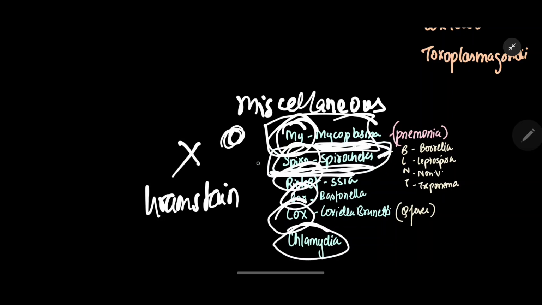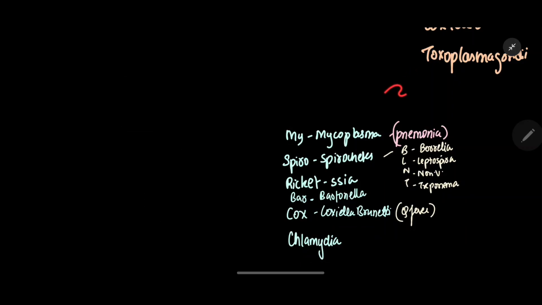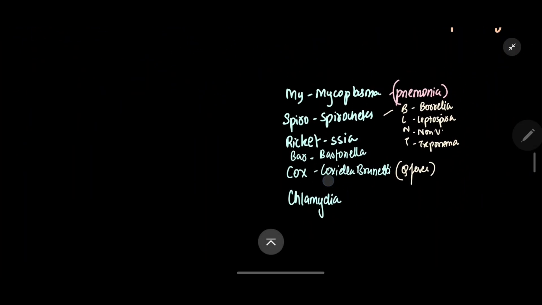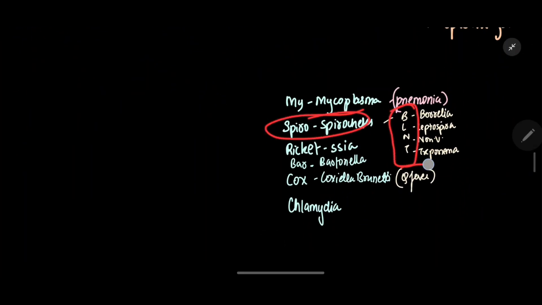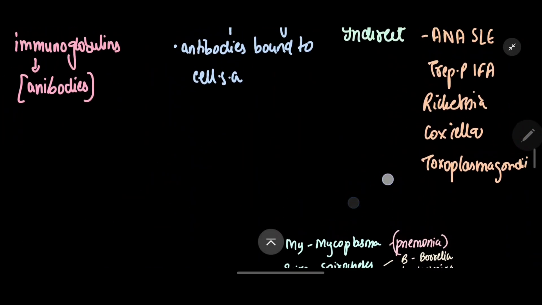Spirochetes, we have looked at this in the dark field microscopy when we said that these thread-like organisms that have a corkscrew motility, they look something like this. These will be observed in the dark field microscopy because they are very thin and thread-like. And then your Rickettsia, Bartonella and Coxiella, these can be observed in the fluorescent microscopy by indirect methods, your Rickettsia and Coxiella. And then in spirochetes we have BLNT blunt. So Treponema pallidum can be observed by this fluorescent microscopy.